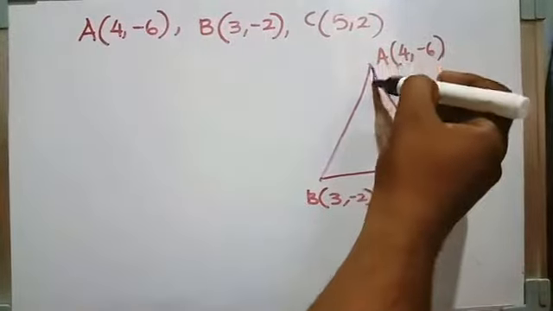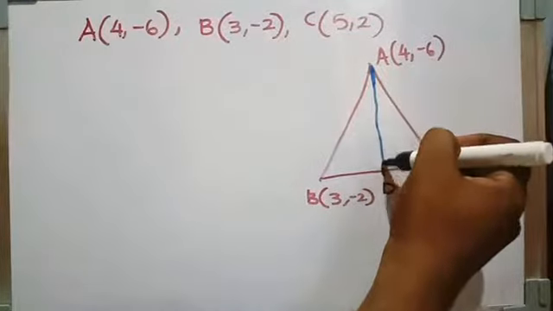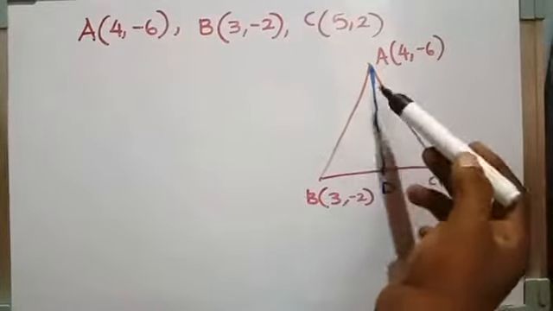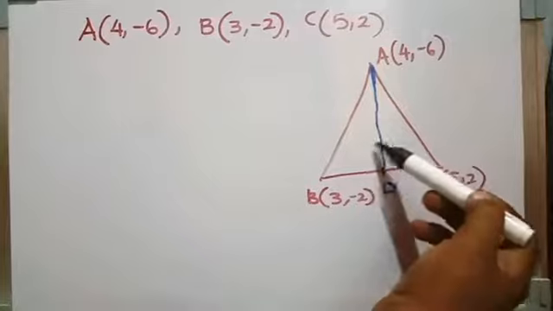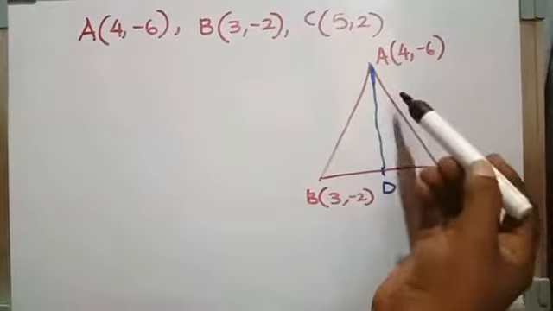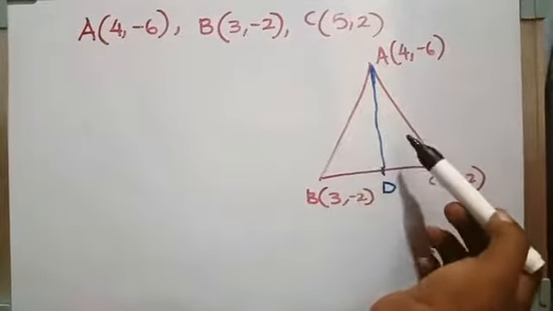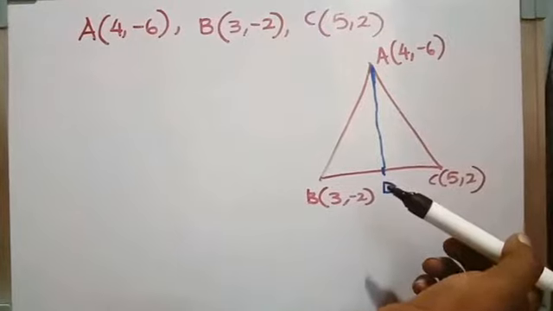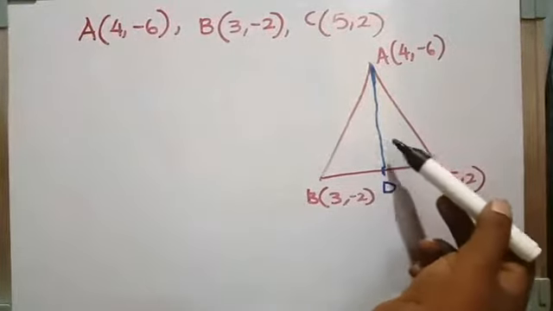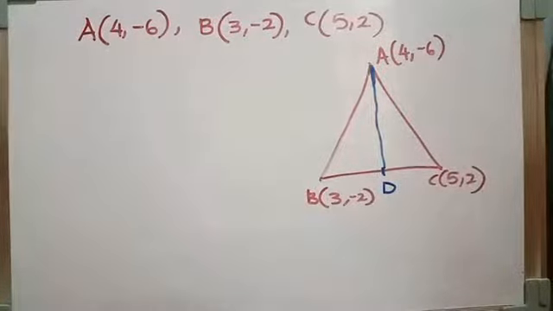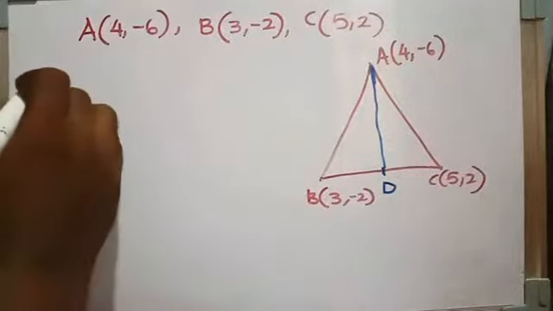Now join AD using a line segment, so that you can see AD is the median which divides the triangle ABC into two triangles, that is triangle ABD and triangle ACD. Here we have to show that the area of triangle ABD and the area of triangle ACD are both the same. You have to show they are of equal areas, because our statement is that a median divides a triangle into two triangles of equal areas. So what is the median here? AD is the median.